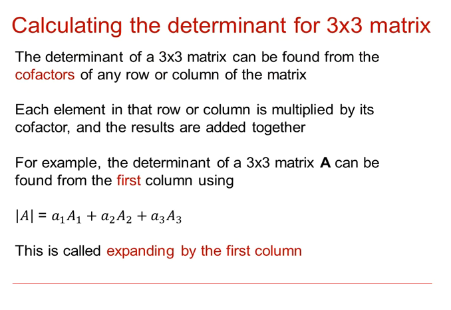Calculating the determinant of a 3x3 matrix. The determinant of a 3x3 matrix can be found from the cofactors of any row or column of the matrix. Each element in that row or column is multiplied by its cofactor and the results are added together. For example, the determinant of A is the element A1 times its cofactor capital A1, plus element A2 times its cofactor capital A2, plus A3 times capital A3. This would be called expanding by the first column.